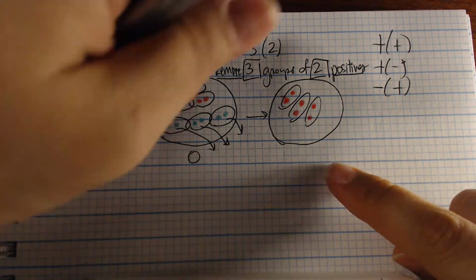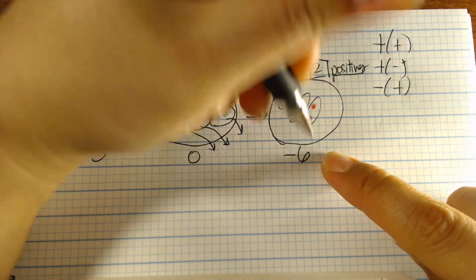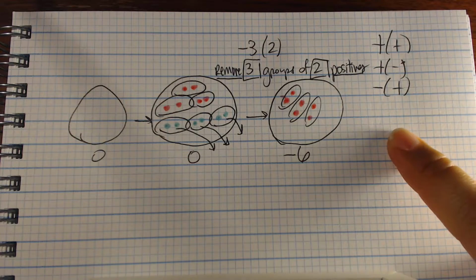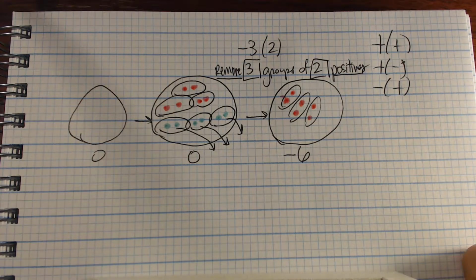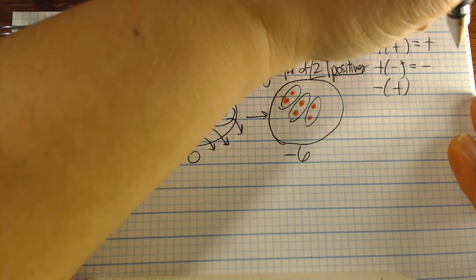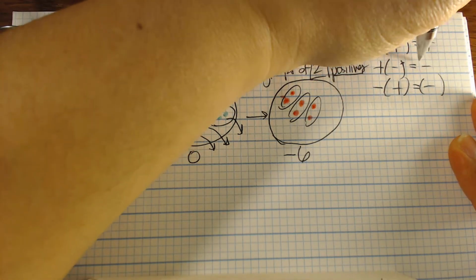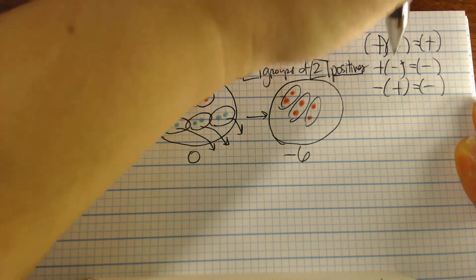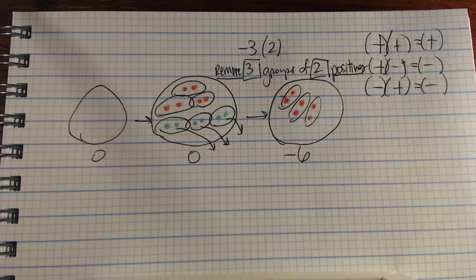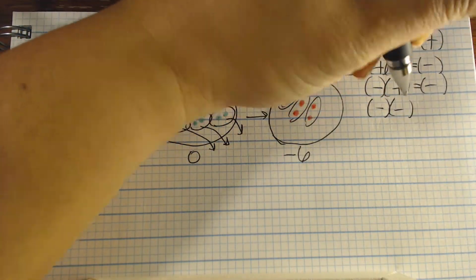So I have -6 as my answer. It's another way to illustrate this relationship. Oh, I'm saying that relationship equals a positive, equals a negative, equals a negative. I should just put parentheses around all of my symbols. Anyway, so that is 3 out of my 4 relationships. I need 1 more. I need to do the negative, negative.